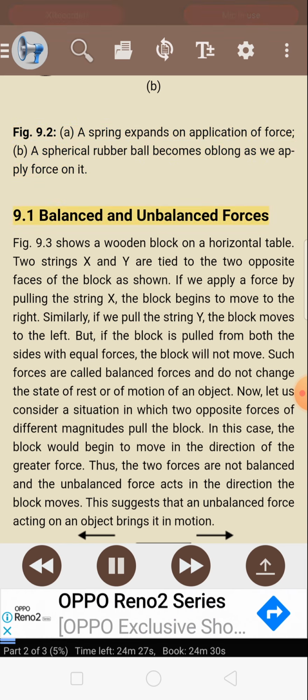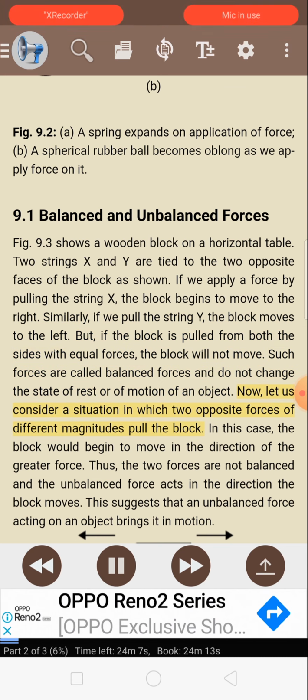9.1. Balanced and unbalanced forces. Figure 9.3 shows a wooden block on a horizontal table. Two strings X and Y are tied to the two opposite faces of the block as shown. If we apply a force by pulling the string X, the block begins to move to the right. Similarly, if we pull the string Y, the block moves to the left. But if the block is pulled from both the sides with equal forces, the block will not move. Such forces are called balanced forces and do not change the state of rest or of motion of an object.